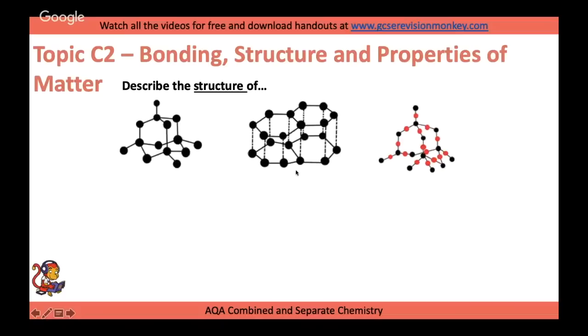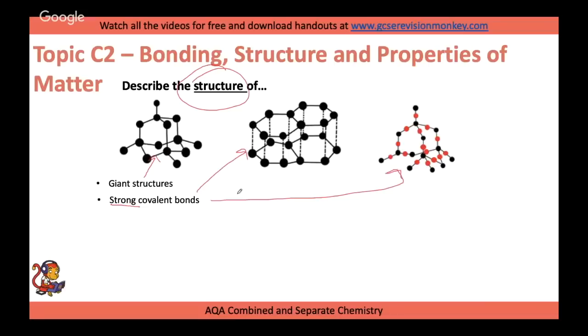So a bit on giant covalent then. We need to know about 3 structures. See if you can remember those in your head. We've got diamond here, graphite and silicon dioxide. They are all giant structures. Talking about structure here, they've all got covalent bonds, which are very strong, and that applies to all of them. So those 2 and silicon dioxide: strong covalent bonds, and they are giant structures.